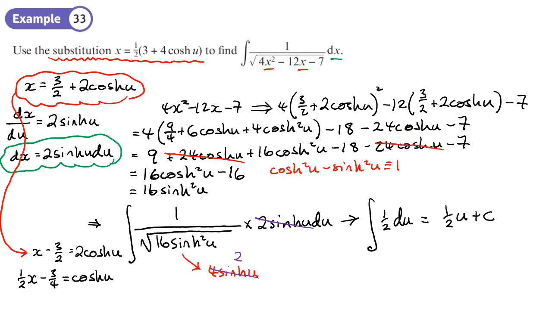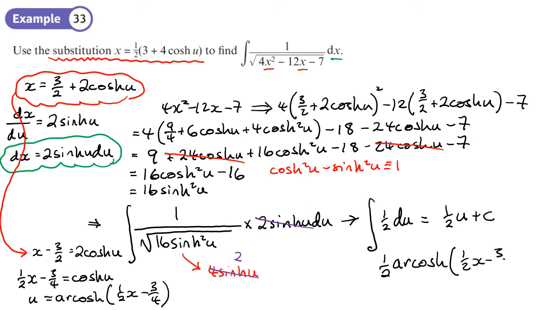And then if I do arc cosh to both sides, what I'll have is u equals arc cosh of a half x minus 3/4. So that substitution can go in, giving us a final answer of a half u, which is arc cosh of a half x minus 3/4, plus c.